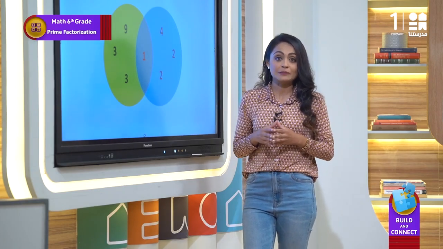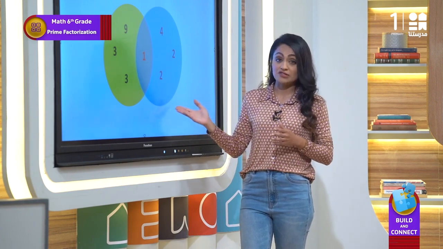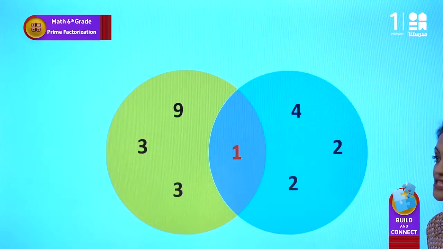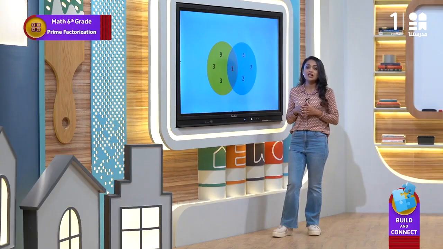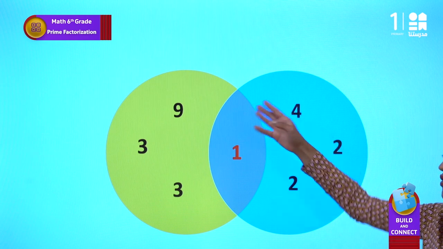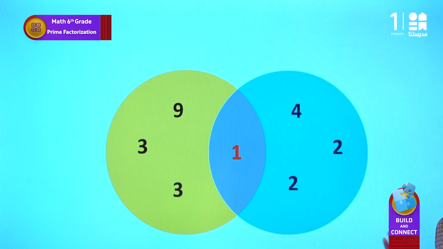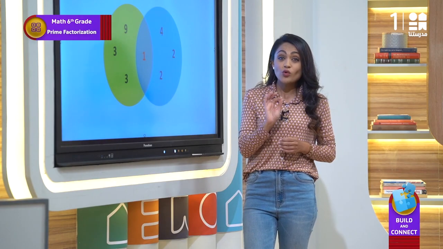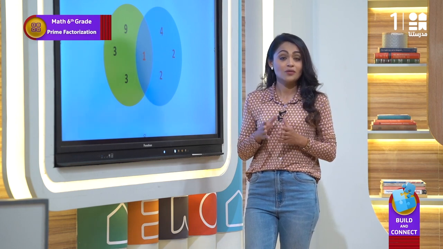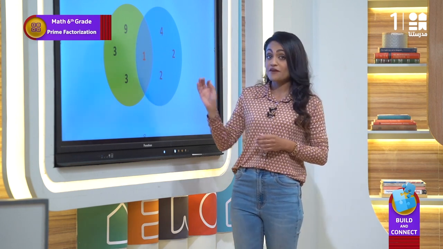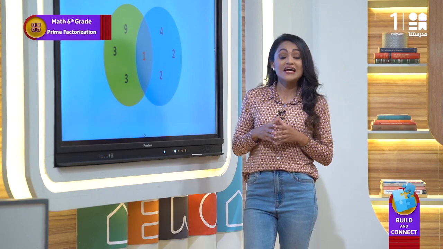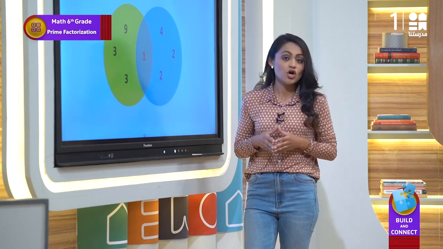When we represent them in the Venn diagram, like you see here, we will find that the 1 is the only common factor that they have. In this case, we call 4 and 9 relatively prime numbers because their only common factor is 1. Well, if we have used the prime factors, what would the Venn diagram look like in this case?